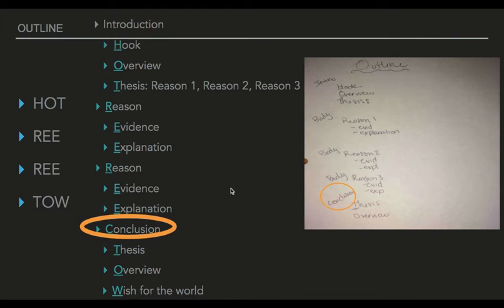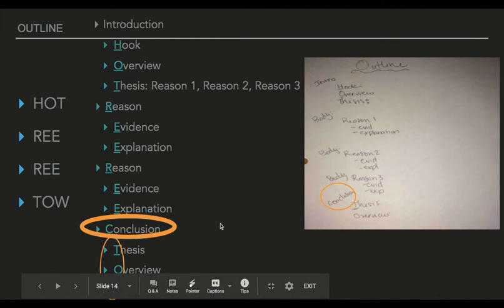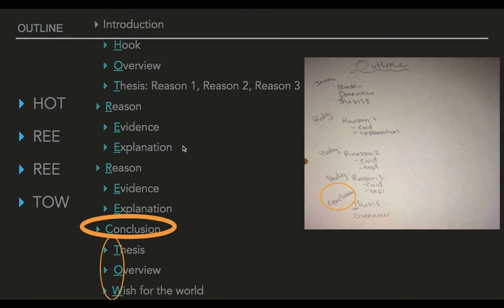The very last paragraph of a HOT-RE-RE-TOE outline is the conclusion. And the conclusion contains the thesis that you had in your introduction, a different overview, and a wish for the world. So throughout your entire KIPP careers, all the way through 8th grade, you're going to be using HOT-RE-RE-TOE to outline any informational and argumentative essay that you come across.